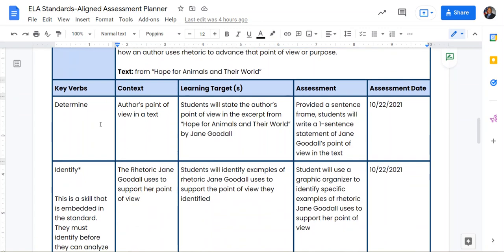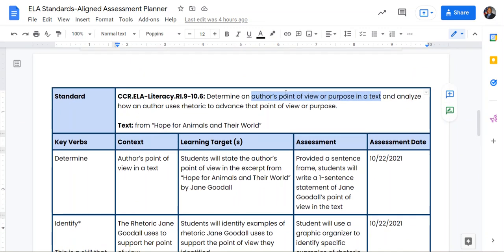So I've got that here. We've got determine an author's point of view in a text. Now you can see here that I divided author's point of view and purpose into 2 different learning targets. Often we will choose one or the other of these, but for my purposes today, because I am laying the foundation for looking at arguments that I'm going to teach later, I'm going to look at both of these separately.